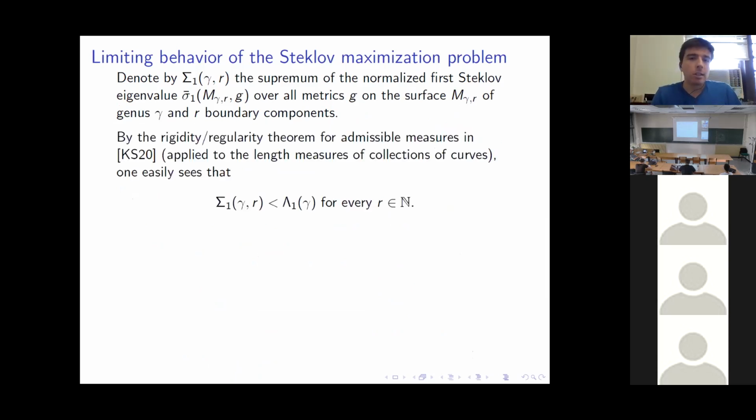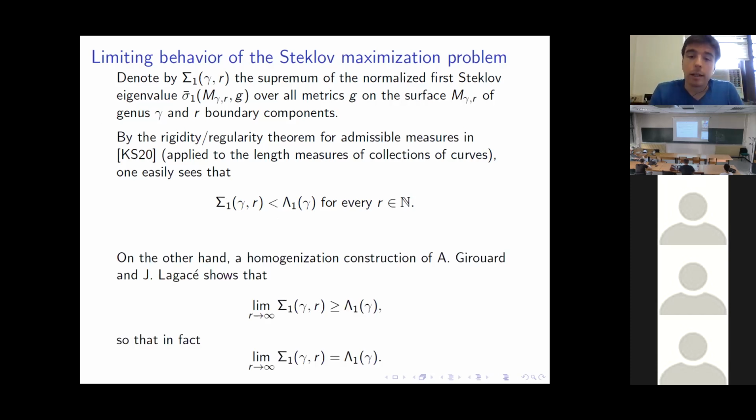Okay, so as a consequence of this rigidity regularity theorem for admissible measures in the first paper, if we apply it to the length measures for appropriate collections of curves inside our closed surfaces, it's not hard to show that this first Steklov eigenvalue for genus gamma and any number of boundary components is strictly bounded from above by lambda 1 of gamma. Okay, so the maximization problem for Steklov for a fixed genus and any number of boundary components is always bounded above by the Laplacian maximization problem for the same genus.